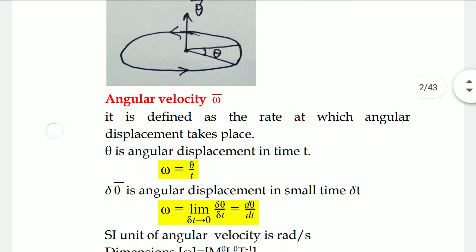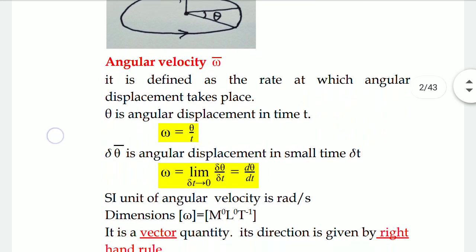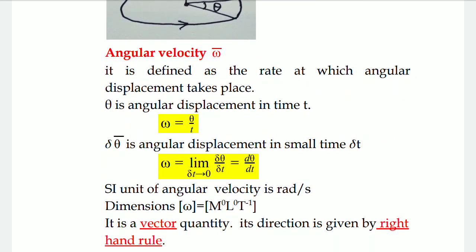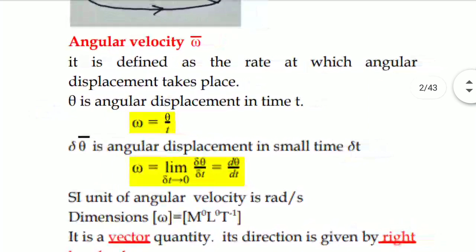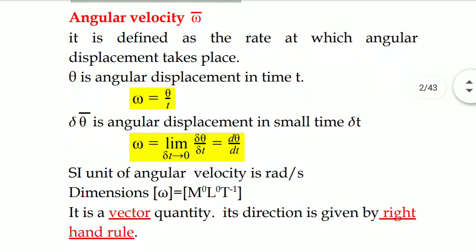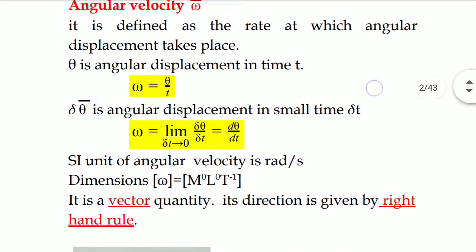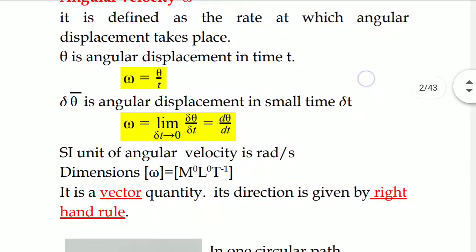Now we come to the next term which we very frequently use in circular motion, that's called angular velocity. What is meant by angular velocity? Velocity is the rate at which the displacement takes place. In case of circular motion, we will define angular velocity as the rate at which angular displacement takes place. So you have omega is equal to theta upon time, where theta is the angular displacement considered in time t.